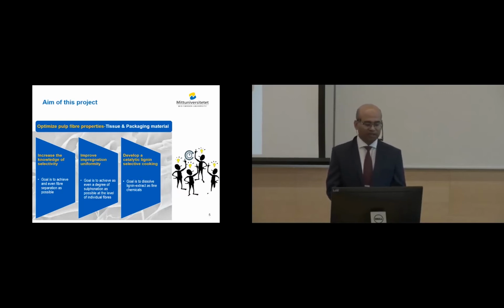Our goal is to achieve as even a fiber separation as possible. On the other hand, we need to improve the impregnation uniformity, because our goal is to achieve as even a degree of sulfonation as possible at the level of individual fibers. For example, in CTMP, we should improve the sulfite ion distribution within the wood chips before they are preheated prior to entering the refiner. At the same time, as we're thinking of a sustainable process, we can integrate a part, maybe in the delignification process or in some other way, to develop catalytic lignin-selective cooking. The purpose was to dissolve lignin and extract it as fine chemicals, for example, for vanillin production.